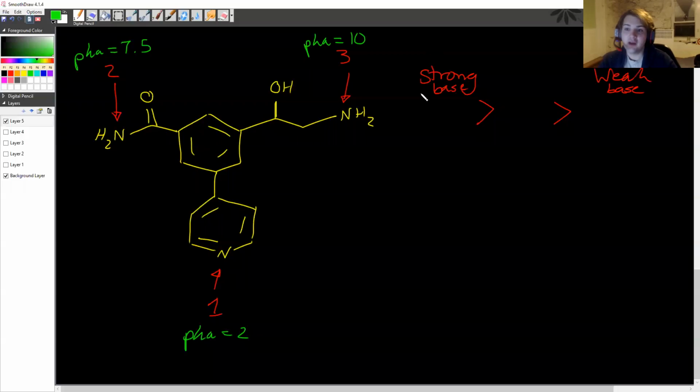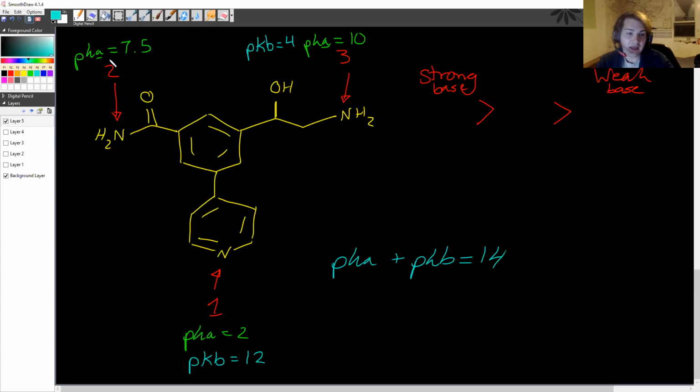All right. So it's talking about base, but these are all acidity constants. So we're going to convert these into pKb, because then we can talk about pKb. Remember, pKa plus pKb equals 14. So the pKb of this amine is 4. The pKb of this pyridine is 12. And the pKb of this amide is six and a half. Look at that quick math.